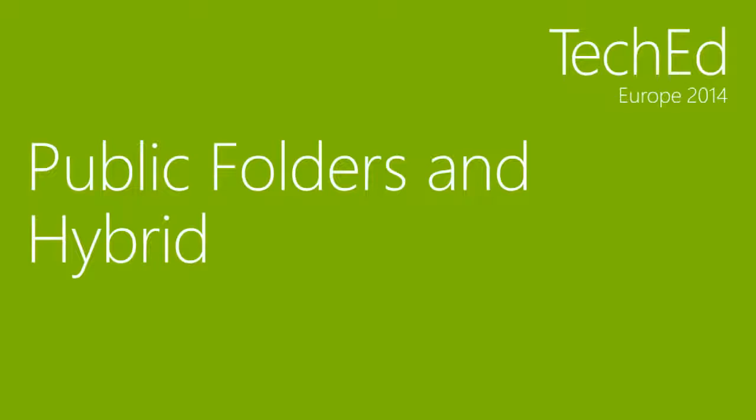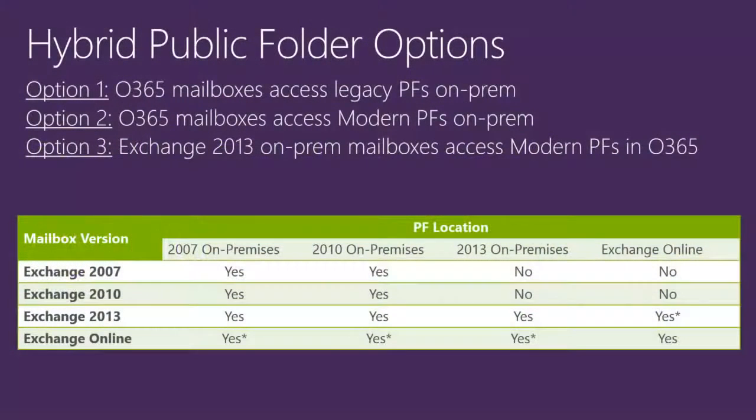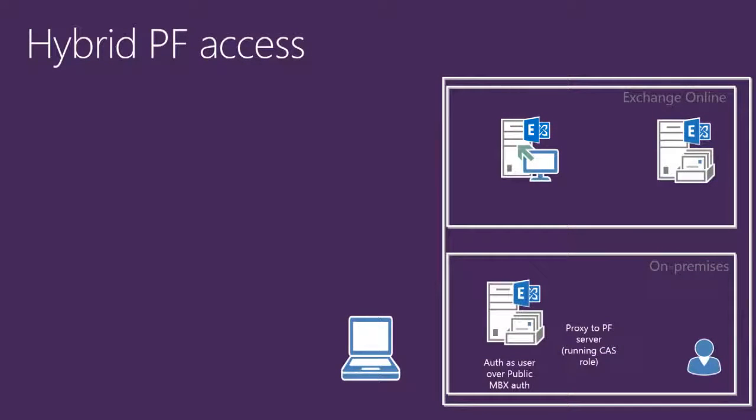So how do you go about them? It's one of the ugly things. To me, it's one of the ugly things in hybrid deployments. Can you do it? Yeah, sure. An on-premises mailbox can connect to a modern public folder in Office 365. A mailbox in Office 365 can connect to a legacy public folder or a modern public folder on-premises. How it works, though, is a little bit tricky. Setting it up might be a little bit tricky as well. But here is the high-level process.